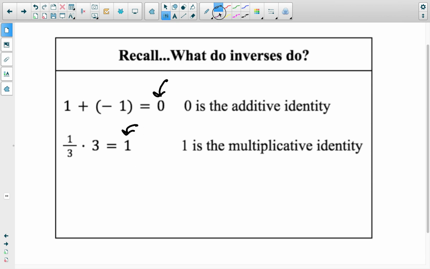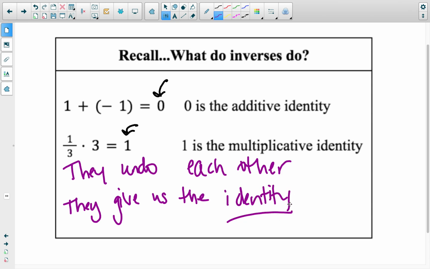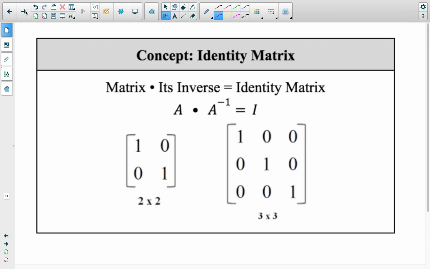So when you think about what inverses do, a couple ways we could think about this. They undo each other, or they give us the identity. The identity, that's a math word that's going to be important here in this section. So there's an identity matrix. This is where we're headed.